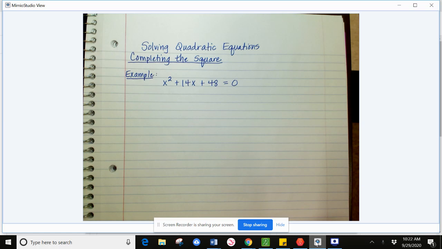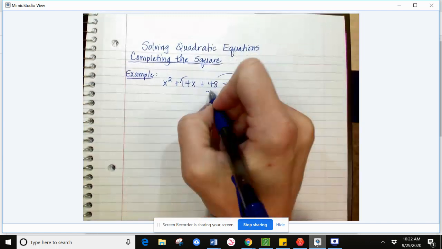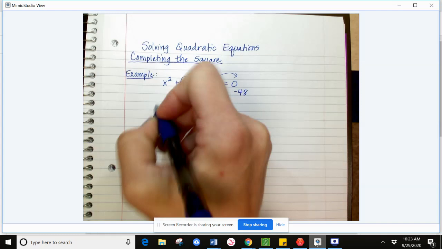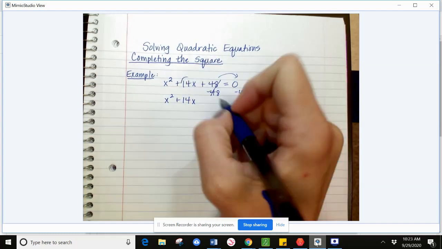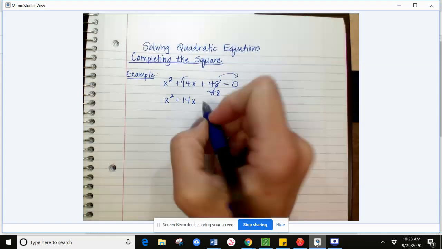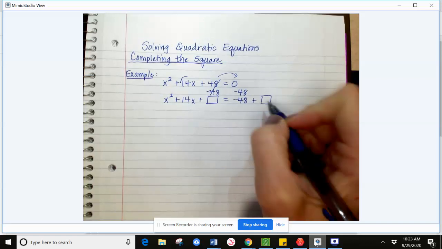All right, the first step when you're completing the square is you want to take half. Ooh, my bad, that's not the first step. We want to move the constant to the other side. We'll take half in a minute. All right, so if we move the constant, which is 48, to the other side, we're going to have a negative 48. And what we're going to do is find a value here that will complete the square.